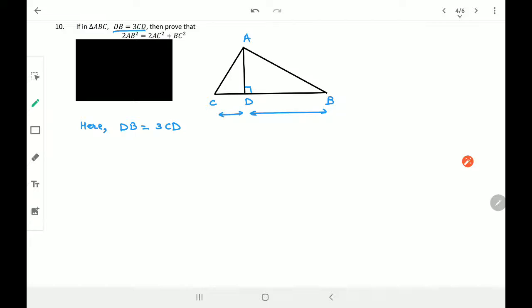Okay. So imagine if I consider CD as x. Just imagine. So what will be BD or DB? DB will be equal to 3x. So this will be equal to 3x. Understand it? Clear? So this is the basic idea, taking x and then our regular concept, LHS and RHS.